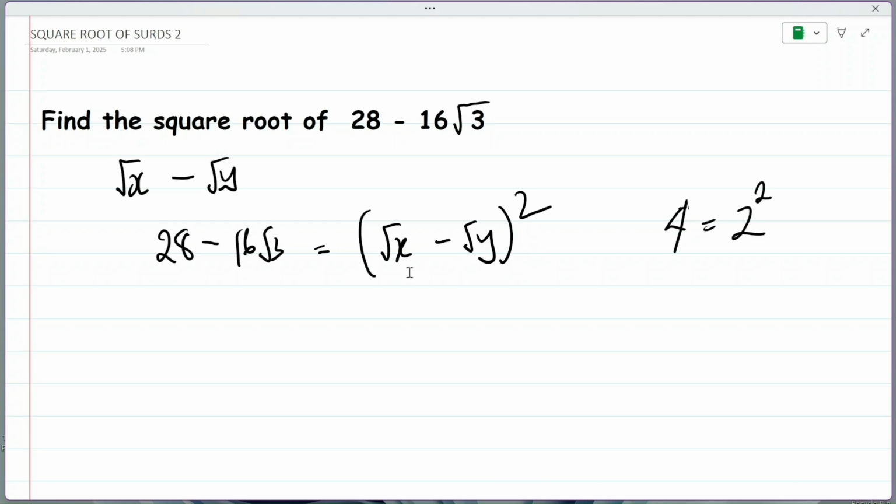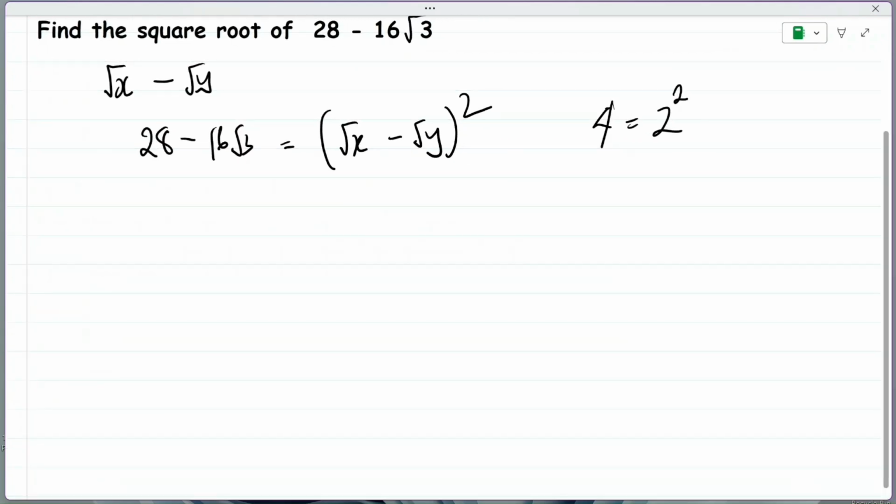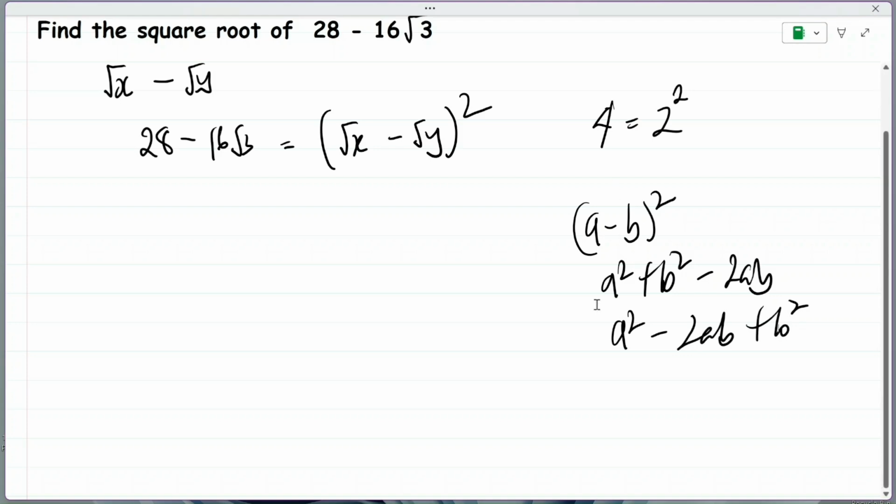We square it. Then we open the bracket. Now, we have a negative here, and we use this: a minus b all square is a square plus b square minus 2ab. In some textbooks, you can find it as a square minus 2ab plus b square. Still the same thing. I prefer to have a square plus b square minus 2ab. We apply the shortcut to expanding root x minus root y square.